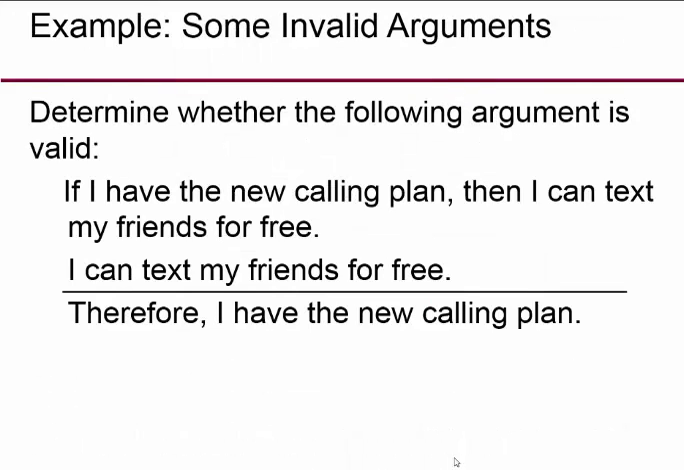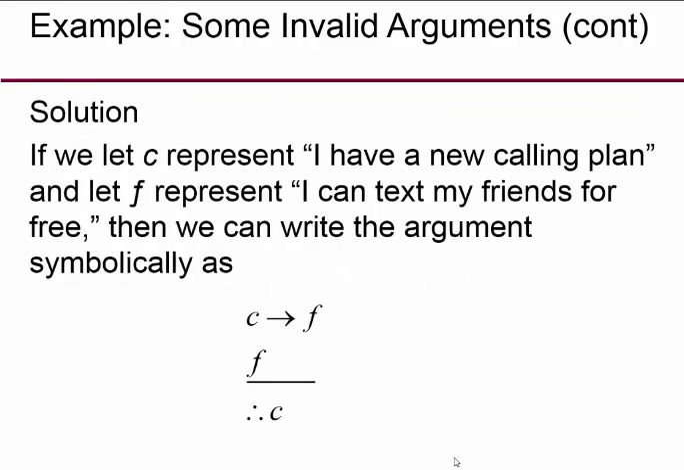Now, we're going to determine whether the following argument is valid. If I have the new calling plan, then I can text my friends for free. I can text my friends for free. Therefore, I have the new calling plan. So we're going to let C represent I have the new calling plan. Let F represent I can text my friends for free. And then we can write the argument symbolically as: if C then F, and F, therefore C.